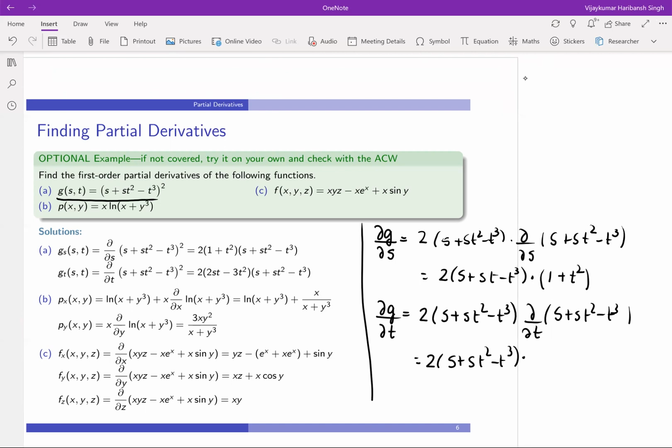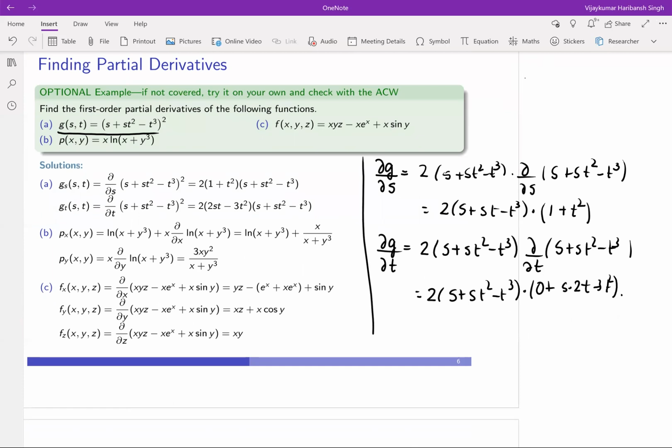What is the partial derivative of this with respect to t? It's 0. In this case, your s is a constant, it comes out. The derivative of t square with respect to t is 2t. And the derivative of t cube with respect to t is 3t square. So these are your partial derivatives with respect to s and with respect to t. All right. The other problems you can do, and here are the solutions to that.